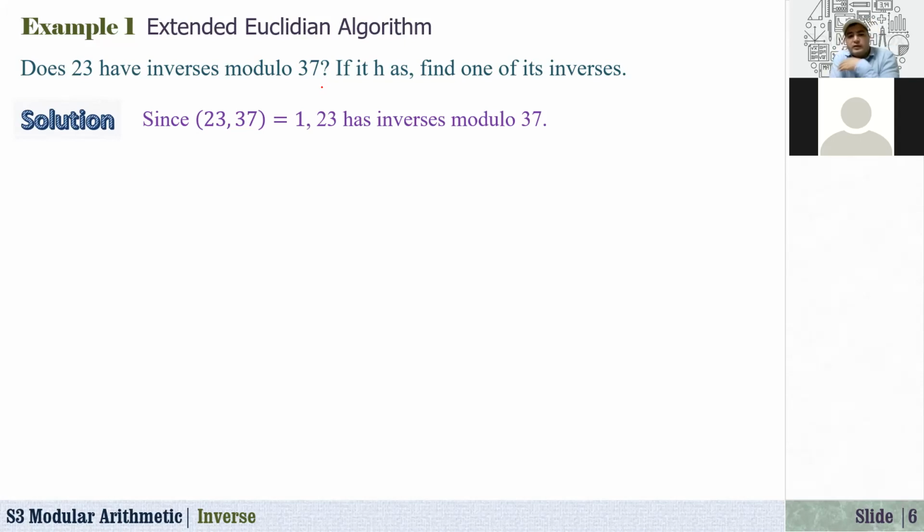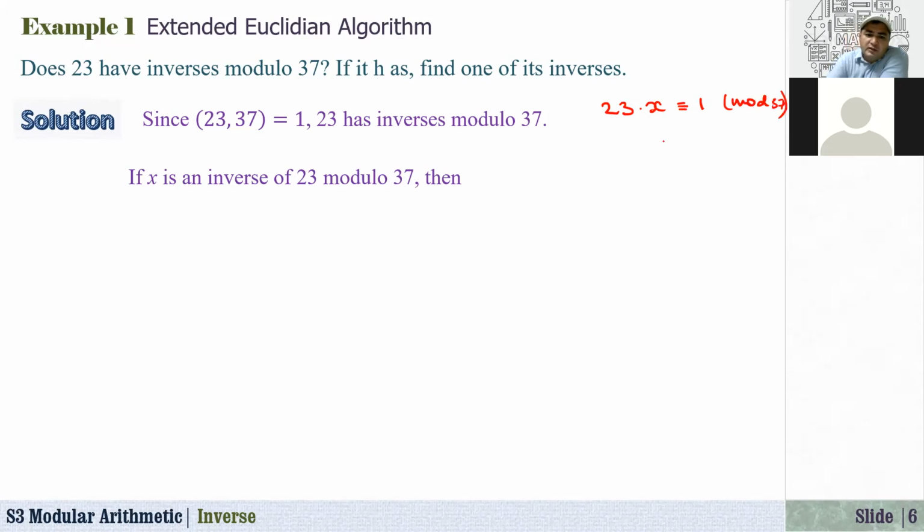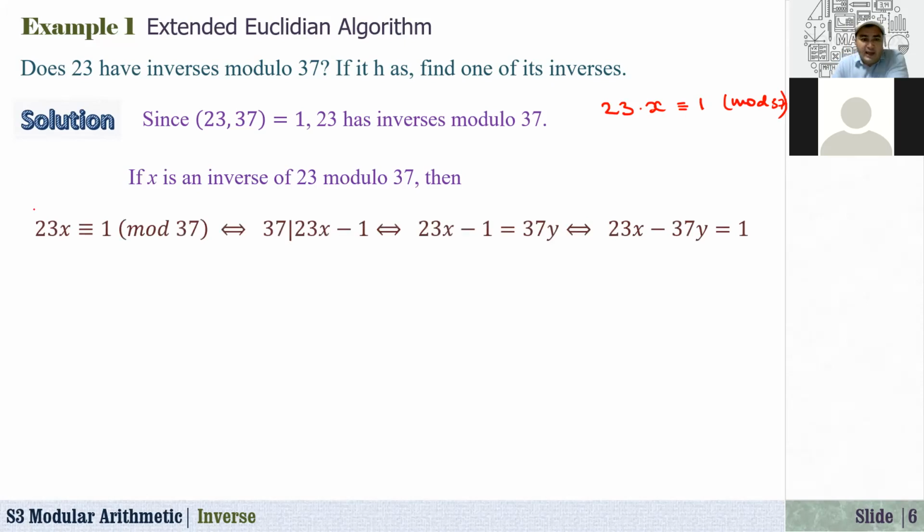The second part is, how do you find this inverse? If x is the inverse of 23 modulo 37, because I don't know that yet, you're just going to find that x. What does it mean? Since x is the inverse of 23, it means that 23 times x should be congruent to 1 modulo 37. We need to have this equation, right? So now using this, 23x is congruent to 1 modulo 37. And by definition, what we understand from here is just a different notation, right?